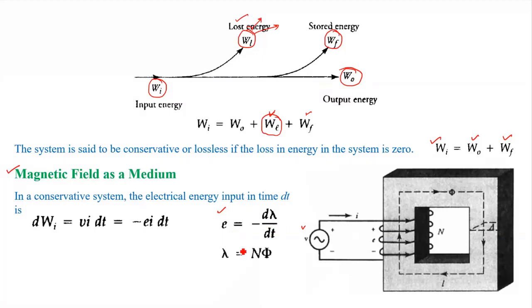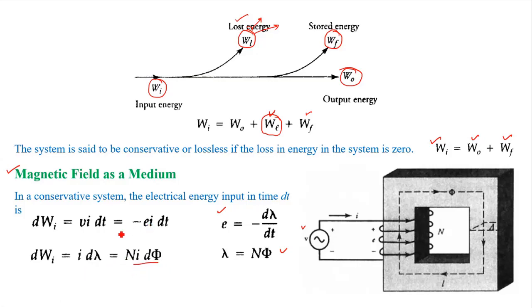So lambda is your n phi. This is the flux linkage, if the flux is phi in the core, right? And dW again I can write by substituting in terms of lambda. So dW will become i d lambda, and that is nothing but equal to n i d phi.